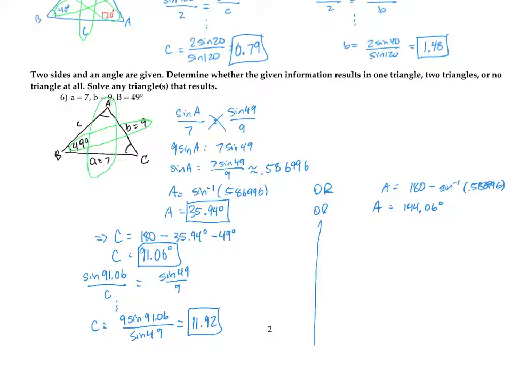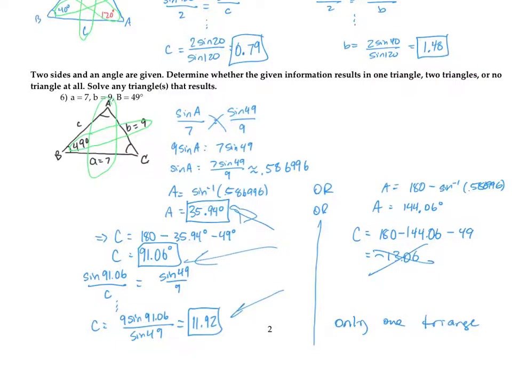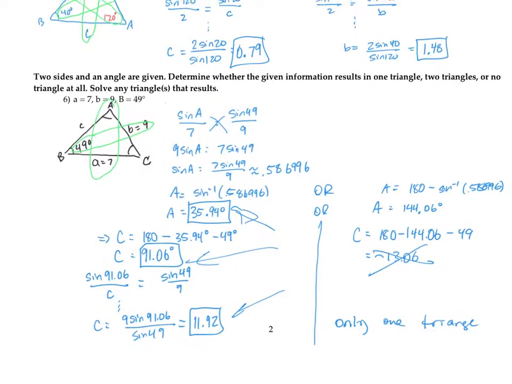Is there a second triangle? Well, let's come down and start this process again. Capital C, if I do 180 minus the 144.06 that I got for A minus the 49 that I know for B, I see that I have a problem. This gives me negative 13.06, which is not possible. There's only one triangle, and it's this one right here. Okay? All right, so that's the first ambiguous case.